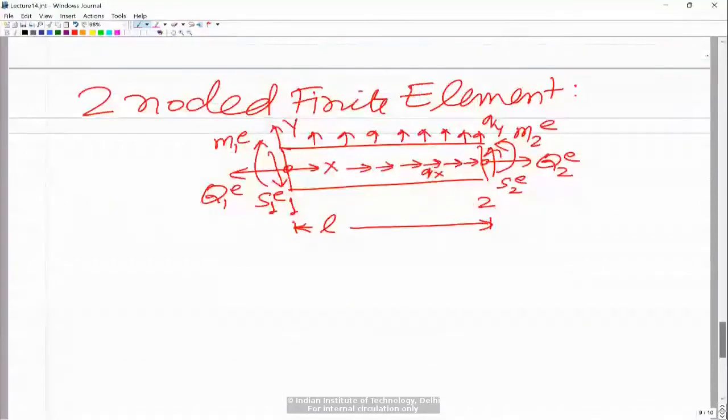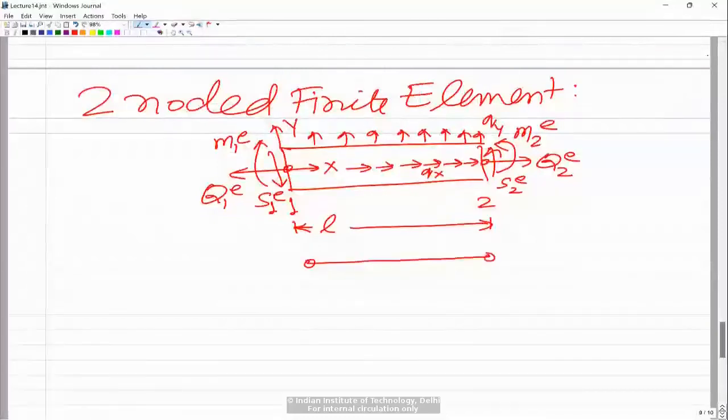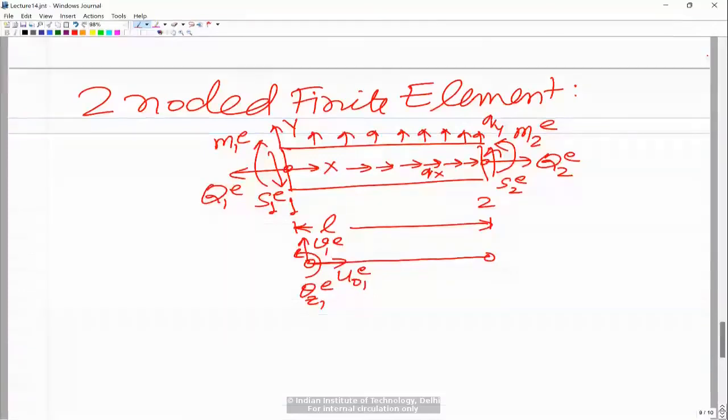If you look at the degrees of freedom, this is the element, this is the first node, and this is the second node. At this node you will have the degree of freedom u naught 1e for the element, the transverse displacement v1e, and theta z 1e. I am retaining theta z because earlier I used theta as dv by dx. Because in this problem the primary variables are u naught, v and theta z, they have to be there as degrees of freedom at the end nodes.